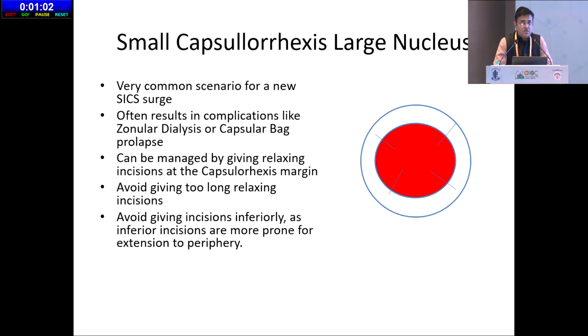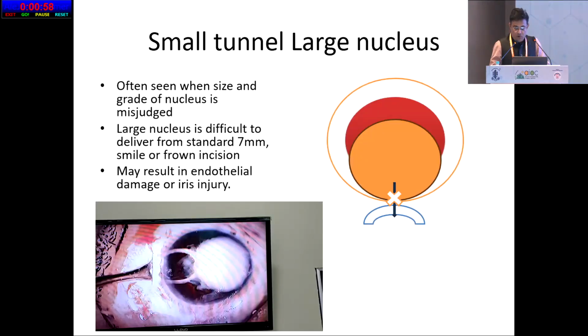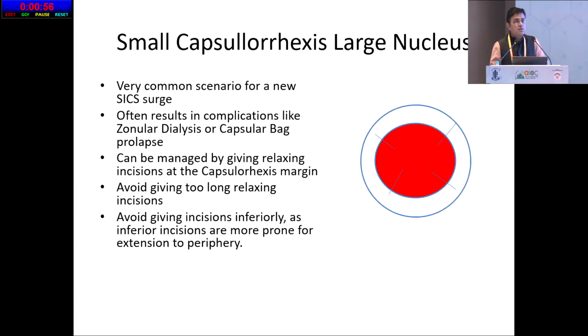Another situation: small capsulorhexis, large nucleus. How can you manage it? You can give relaxing cuts in the capsular margin, but avoid giving incisions in the inferior part, because when you dial the lens inside, those relaxing incisions can progress and go up to the periphery. So always give them either in the superior part or on the sides.